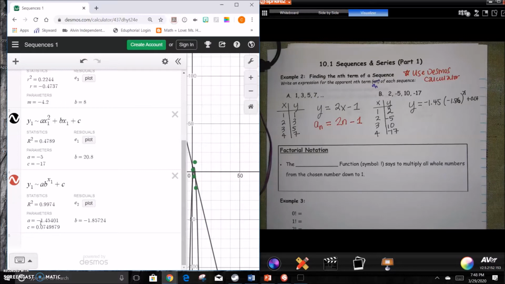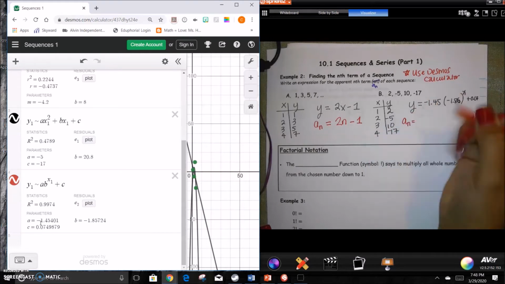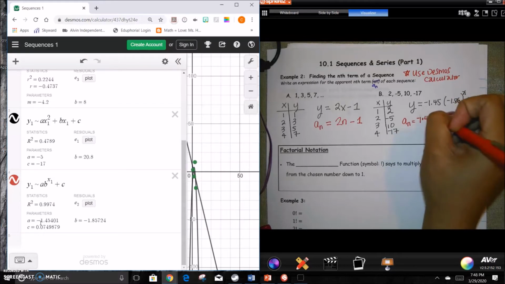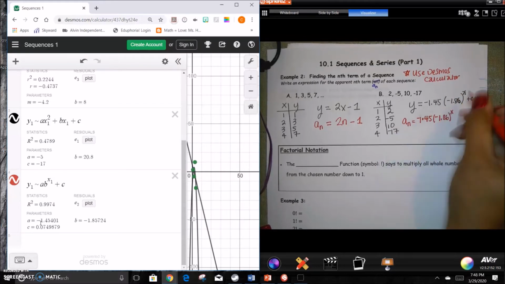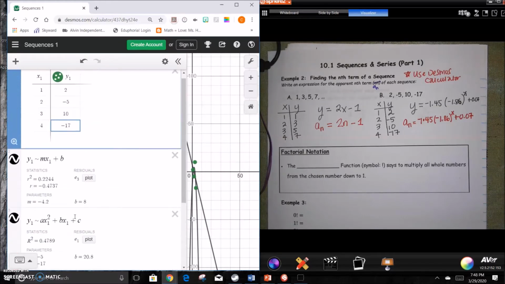And if I want to write that using a sub n format or in a recursive formula, then I just change y to a sub n is equal to negative 1.45 times 1.86 raised to the x power plus 0.07. Now I actually have the exact equation that this one represents, but like I said, this is just easiest for us to get through the lesson to find out which equation best fits the data. This is the easier way of doing it, and you'll have that link.